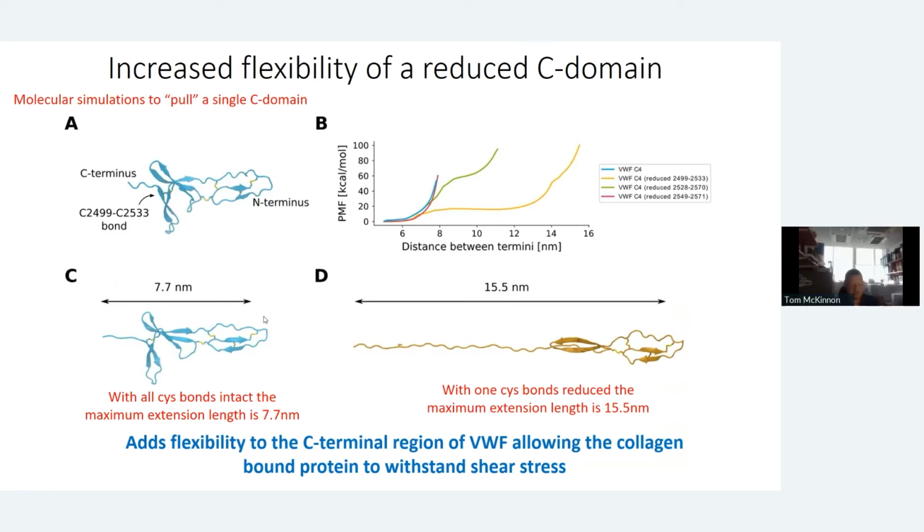And this gives flexibility to the C-terminal region of VWF, and this allows the collagen-bound protein to withstand very high shear stresses. However, if you block these free thiols, you block this kind of flexibility, and it's almost like the molecule gets ripped off the collagen surface at very high shear rates.